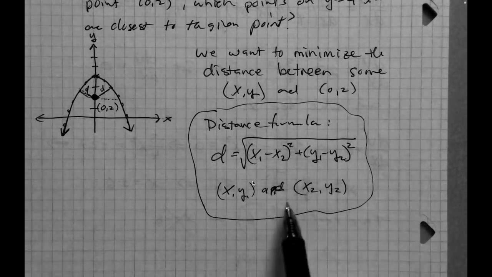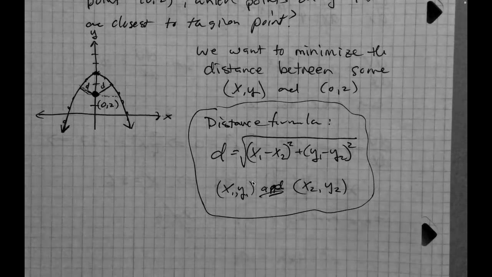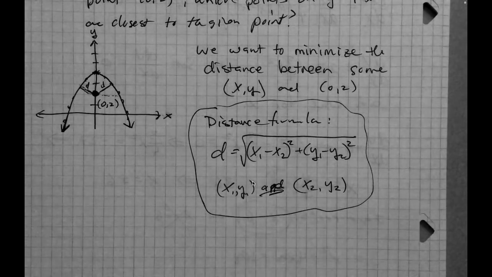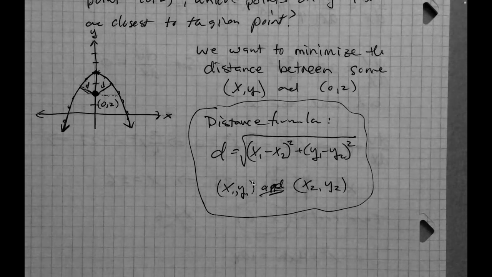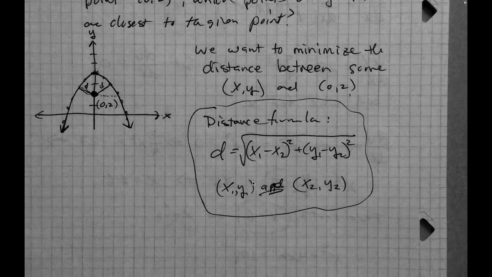That's the word and there, sorry about that. So you've got 2 points, x1, y1, and x2, y2, and then this formula tells you the distance between them. All right, so that's the formula that we're going to use here, and that's what we're going to use to minimize this. Okay, so let's plug our given point into this formula and see what we've got.